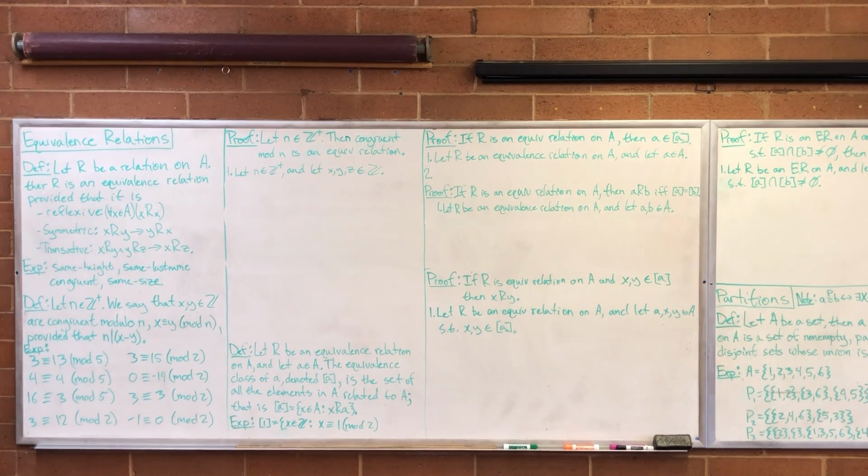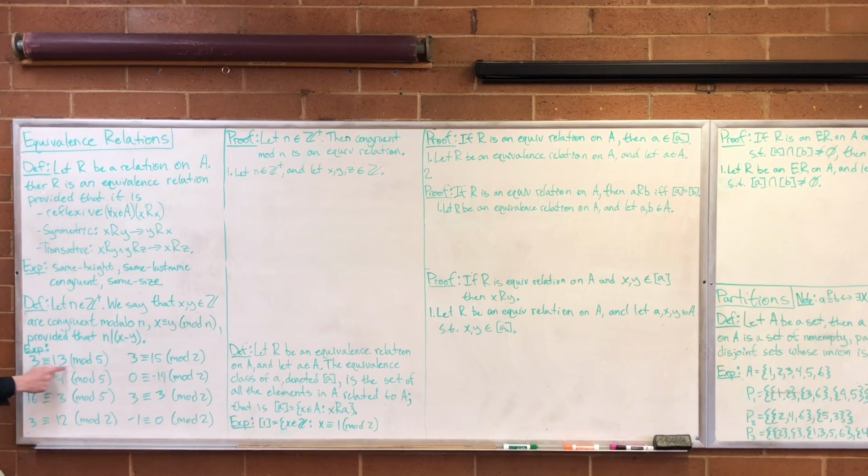Now, here's intuitively what we mean when we say x and y are congruent mod n. Intuitively, we mean when you divide by n, they have the same remainder. That's intuitively what we mean. So let's go over some examples, and we'll think about it both ways to help you get comfortable.